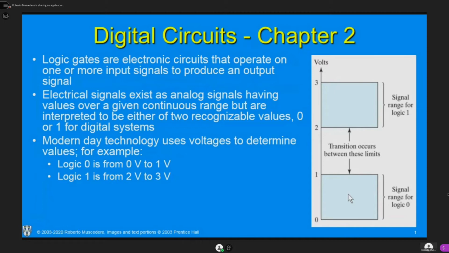Whenever my clock changes is when that information is grabbed and used for a subsequent operation. I don't want to be looking at the output of an AND gate while it's transitioning, because what is it then? Is it a 0? Is it a 1? I don't know what it's going to be. I have to wait a little longer, right?